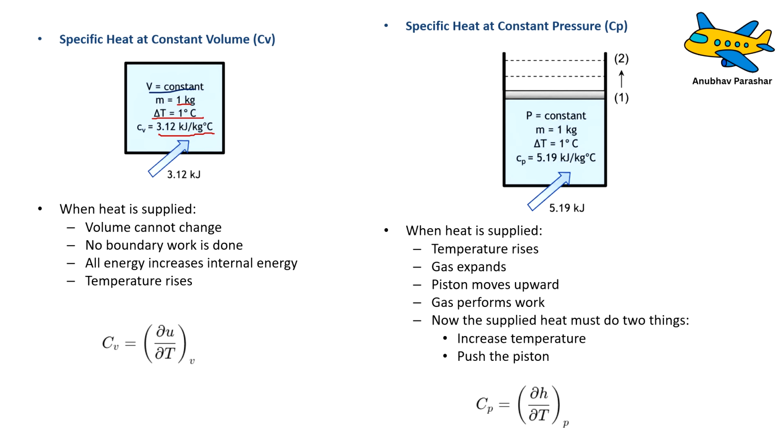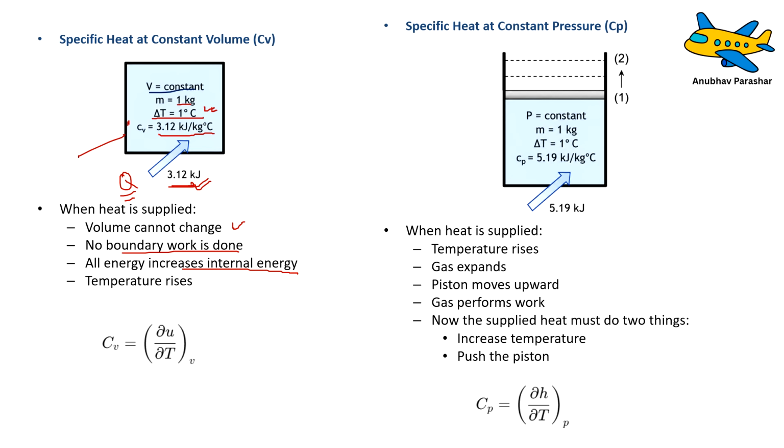When I'm heating the system, when I'm supplying some heat into the system, the volume of the system cannot change. It is a constant fixed boundary, so there is no work done by the system. If the volume cannot change, definitely the system cannot do any work. And all the heat energy that is being supplied to the system results in increasing the internal energy of the system. So if CV is equal to 3.12 kilojoule, it means that I need to supply 3.12 kilojoule of energy to the system if we want to increase its temperature by 1 degree centigrade.